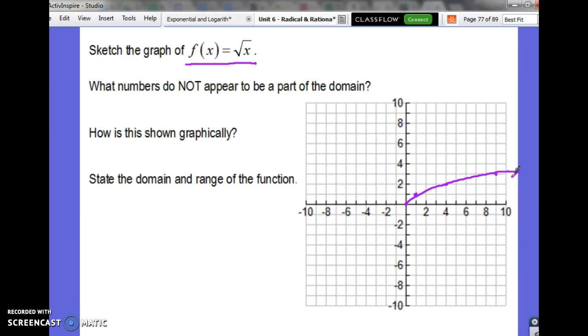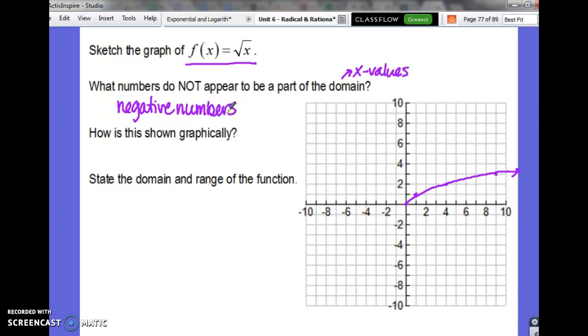So what we're doing today, we'll look at the transformations of this parent function, and we're going to look a lot at domain and range. So what numbers do not appear to be a part of the domain? And when we talk about domain, we're talking about x values. So those would be negative numbers, because you cannot take the square root of a negative number.